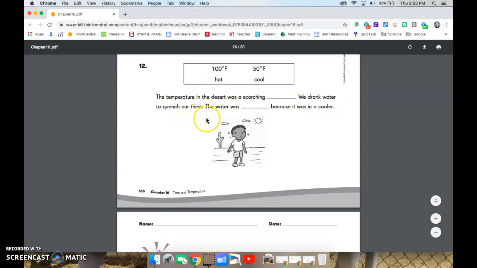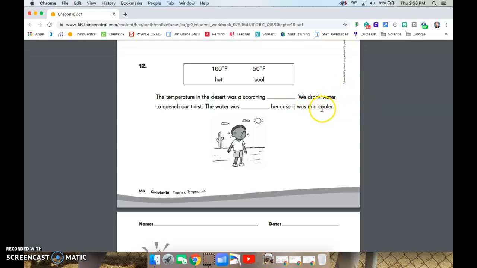We drank water to quench our thirst. The water was blank because it was in a cooler. Again, oh, Lily's dreaming. A cooler, so cool. Same word basically, right? All right. The water was cool. Math is cool.